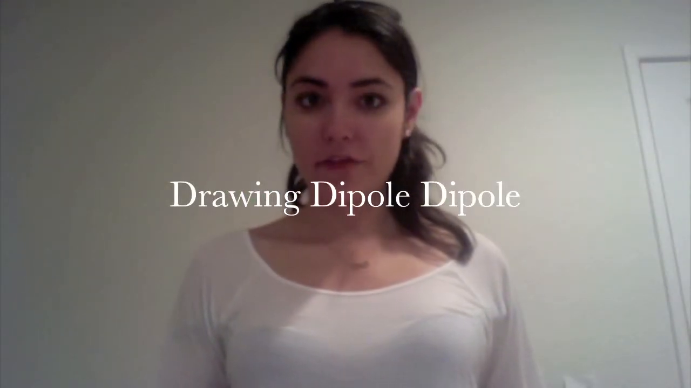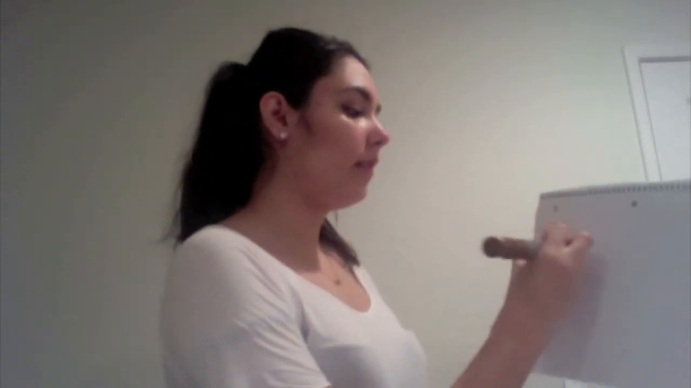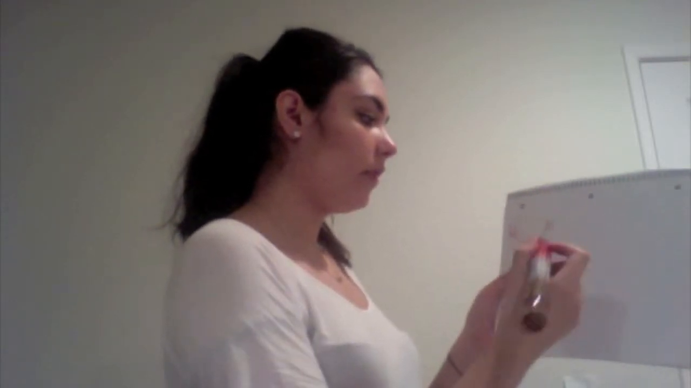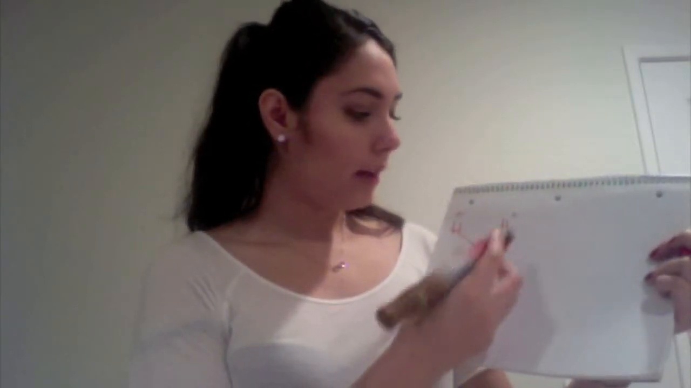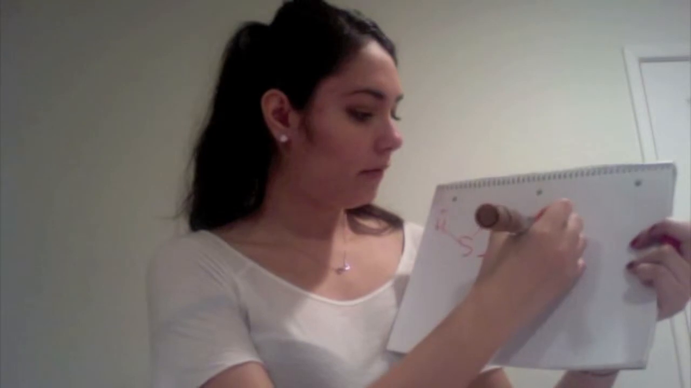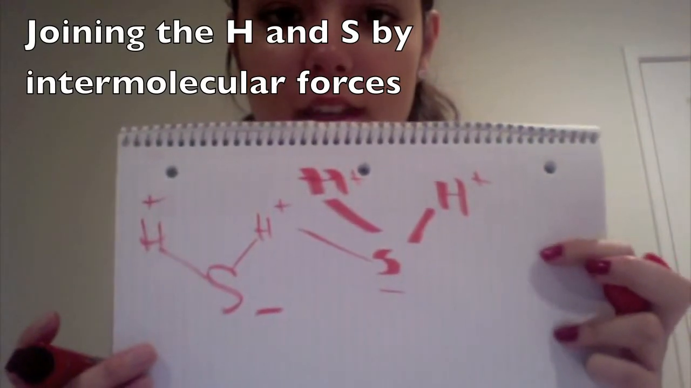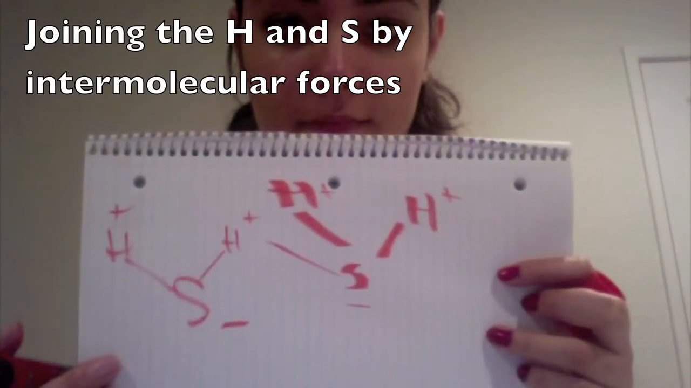Now that we have a better understanding of polar molecules, we can draw the dipole-dipole forces. For hydrogen sulfide, we can create a dipole-dipole force with this. So again, I'm just going to create the same polar molecule that we did before, and then you're just going to connect another molecule. So you can connect the sulfur, and that's how you can create the force.